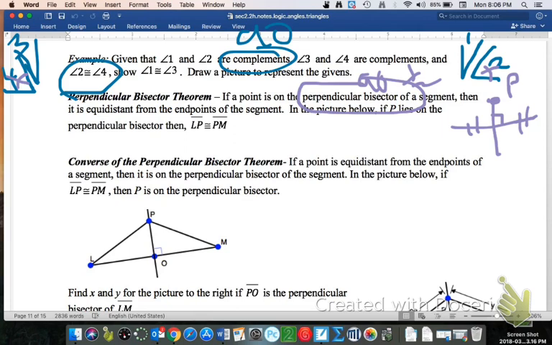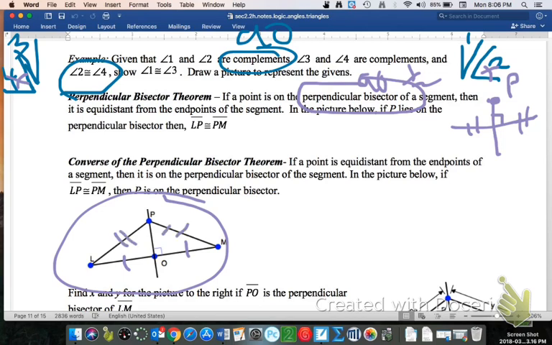Oh, yes we did. P lies on the perpendicular bisector. Then we know that LP is congruent to LM. So notice we have the picture down here as well. If you know that this is a perpendicular bisector, then you also know that these two parts are congruent.